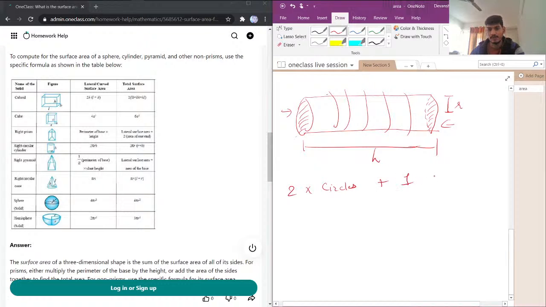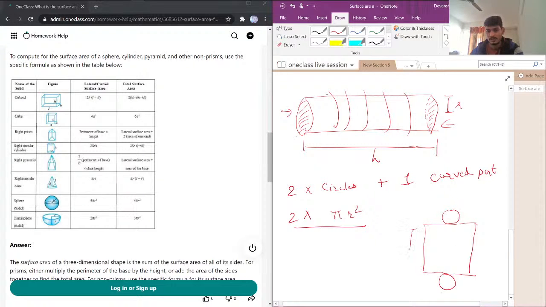plus one curved part. Now first I'll start with the circle. The area of a circle is pi r square. Now if I just open this cylinder, I will get a figure like this. This part will be h, this will be radius, this will be radius.